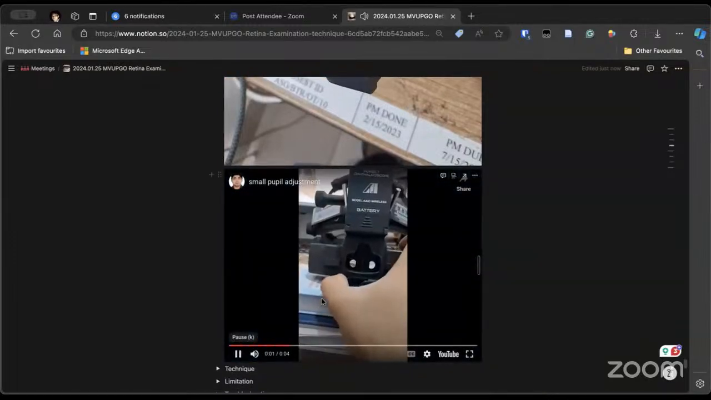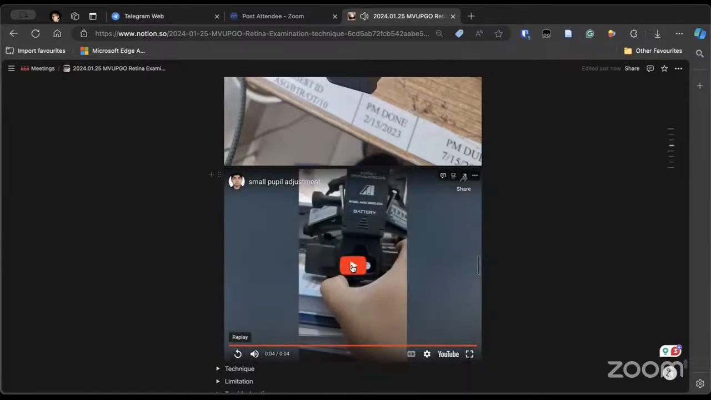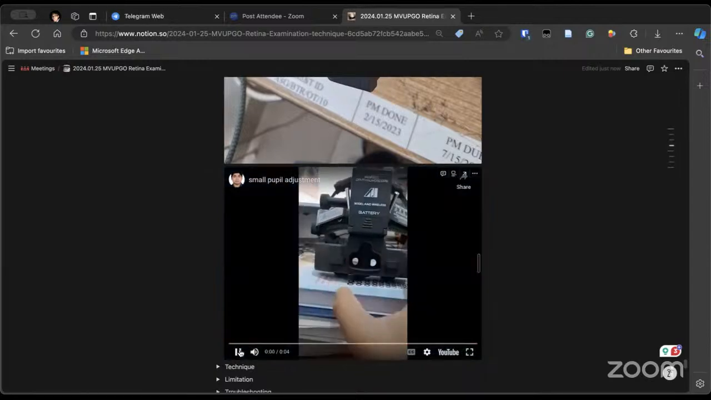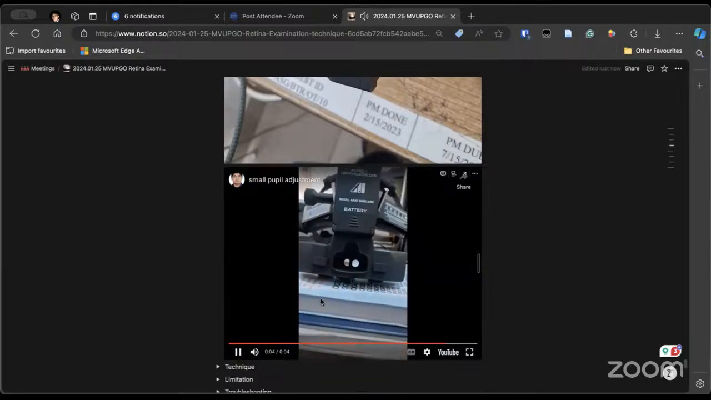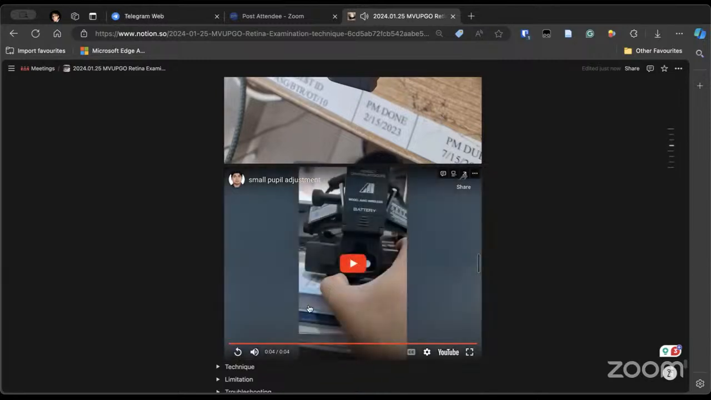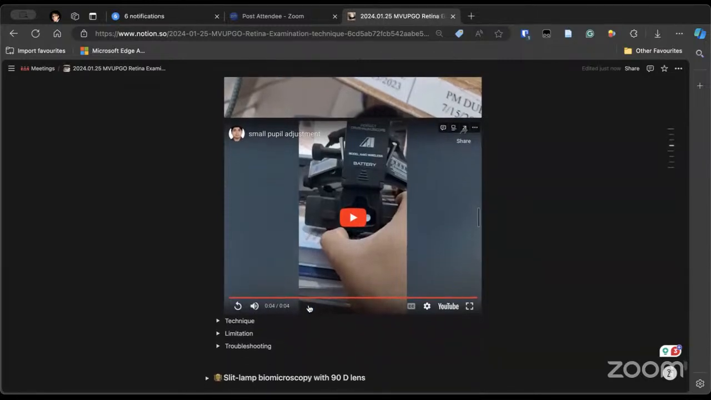So look at this. When you rotate this, all the light, both the pupillary mirrors and the upper mirror which is reflecting the light, will come together in a smaller diameter round area. So that will help you in seeing the small pupil. But because both the mirrors are coming together, the stereoscopic view will be reduced.